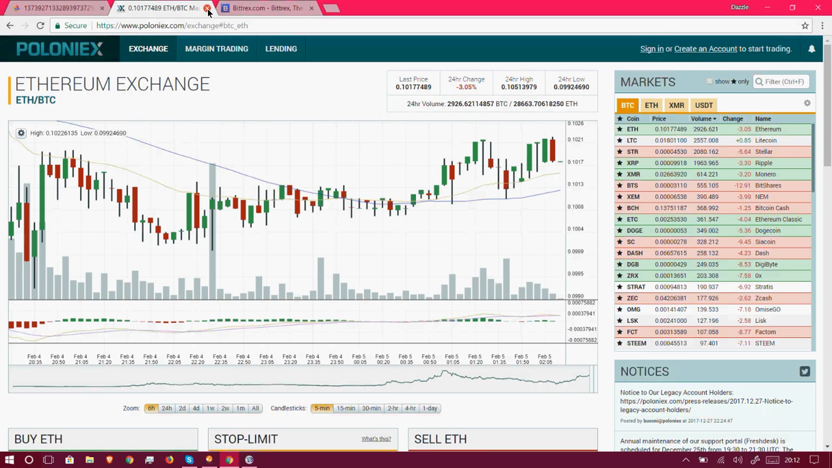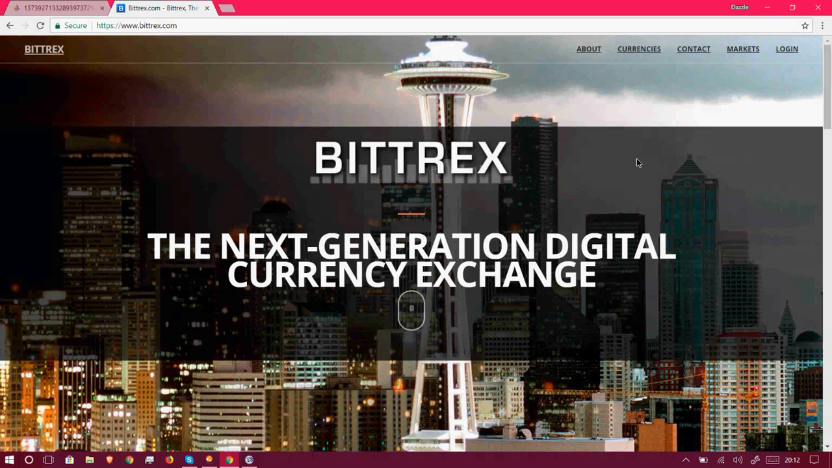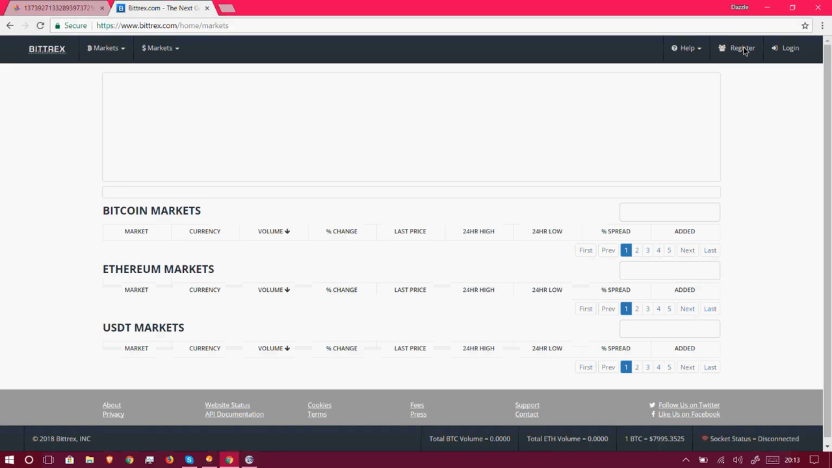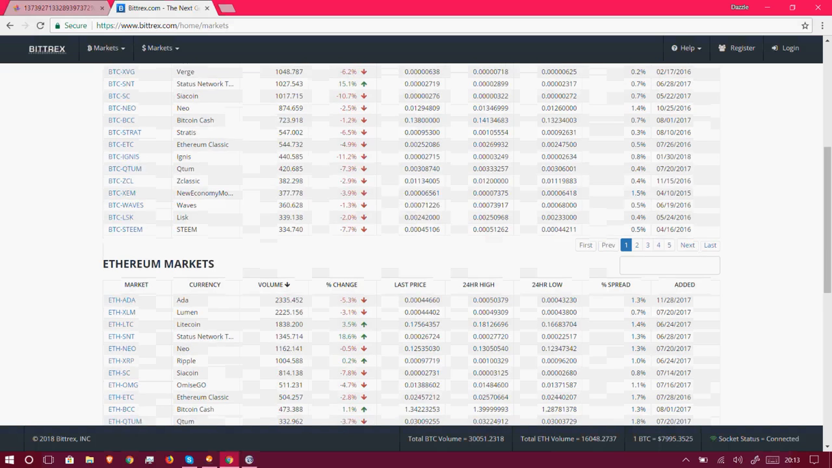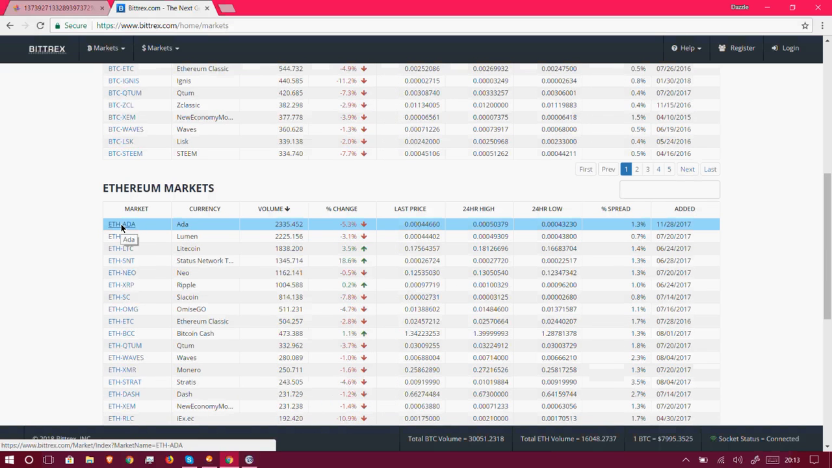So the next one is Bittrex, and we'll go to their exchange. Let's just pick an Ethereum market because we've already done the other two.